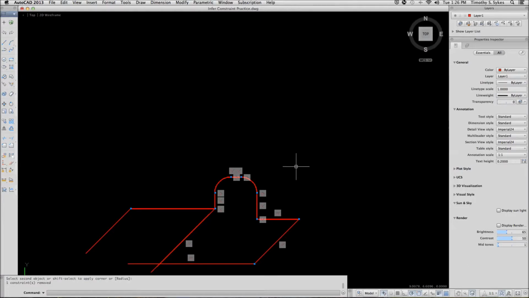The important thing to remember about inferred constraints is right along the same lines as using running O-snaps. If you use them, then the objects you draw will be constrained. So if you don't want the objects that you draw to be constrained, by all means, make sure you turn inferred constraints off.